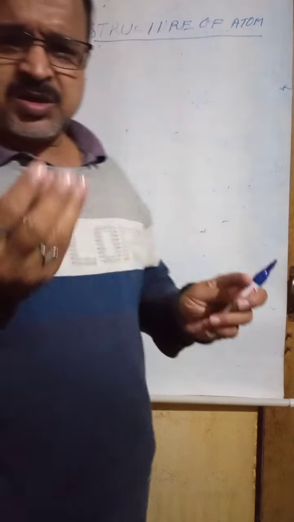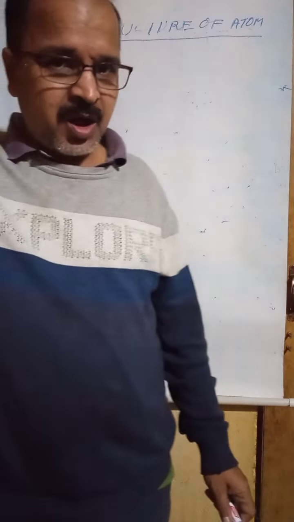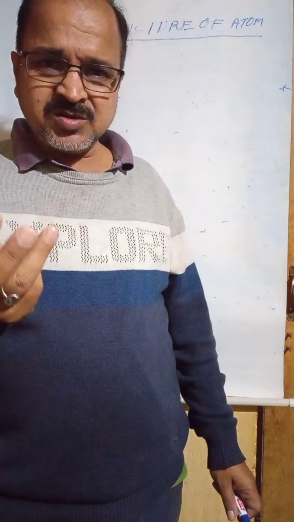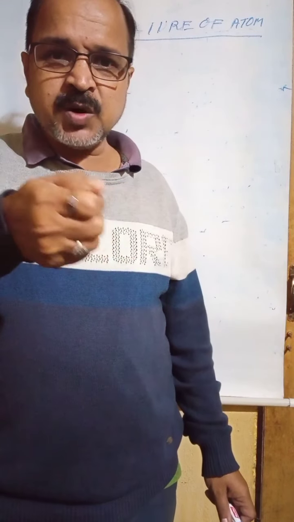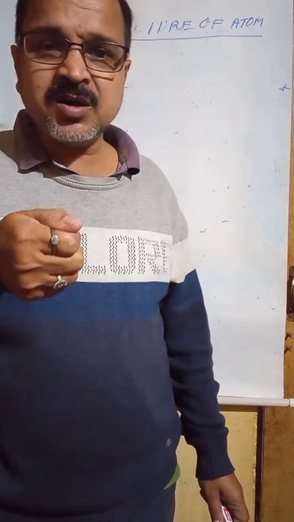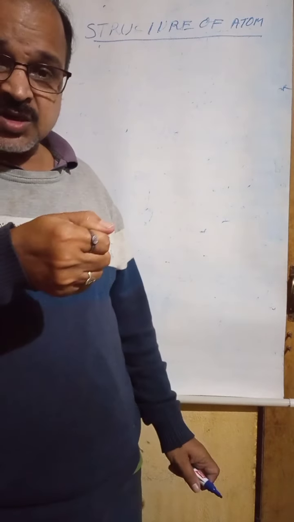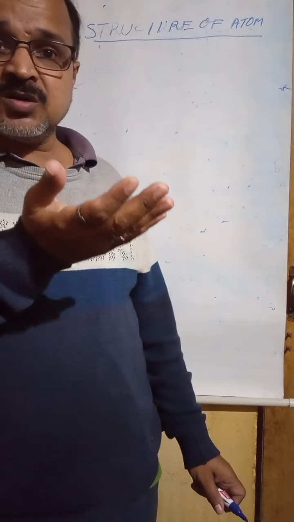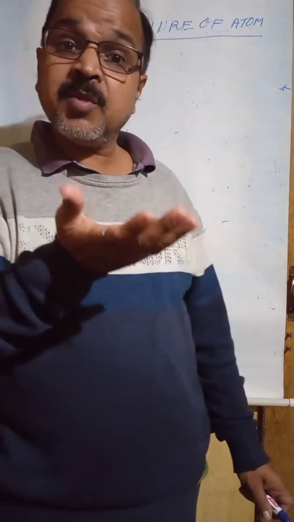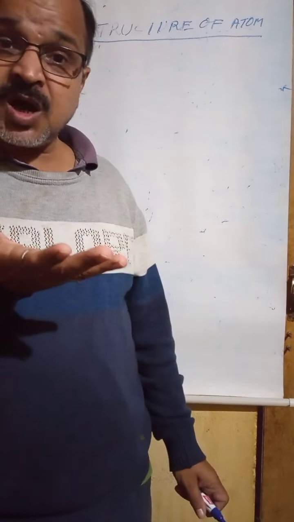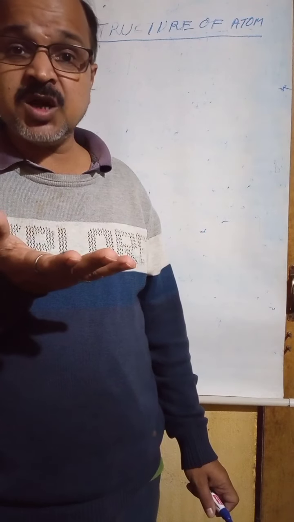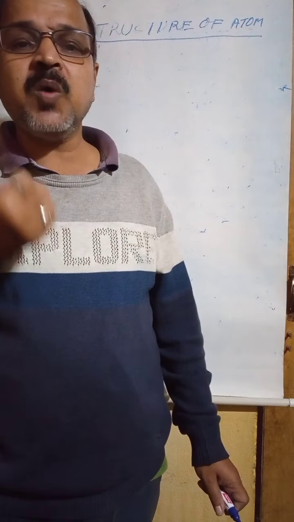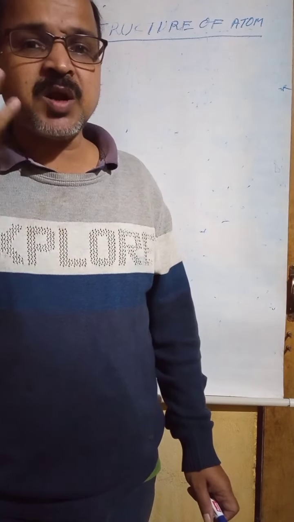But suppose you take a comb and comb dry hair, then show the comb to small pieces of paper. What do you observe? The comb attracts the small pieces of paper. That means some charge is generated, positive or negative. This attraction shows that the atom also consists of some charged particles. But what are the types of charge? Positive, negative, or neutral?